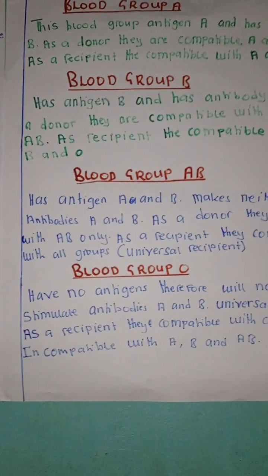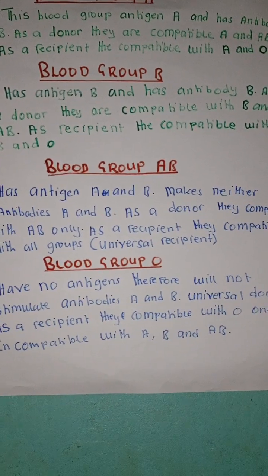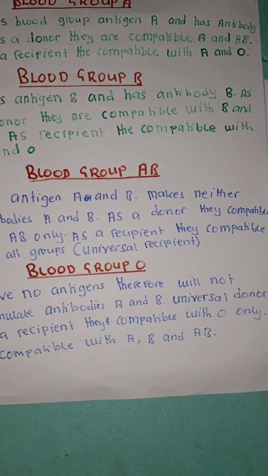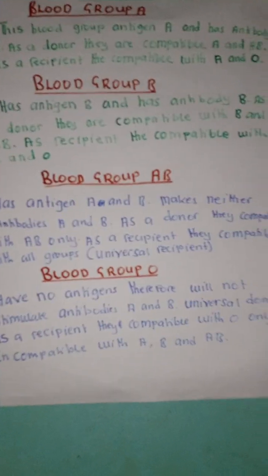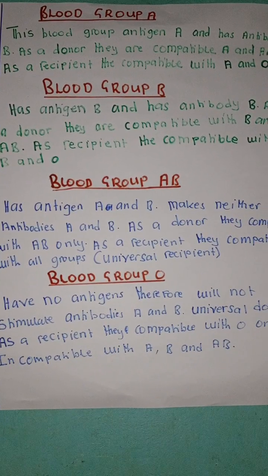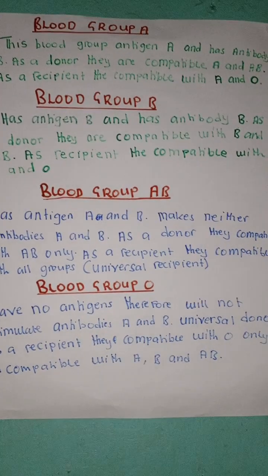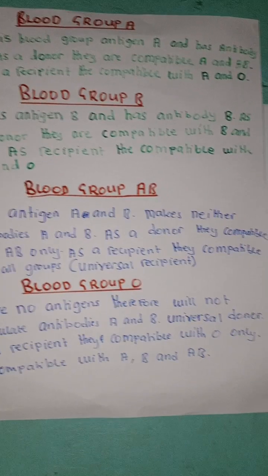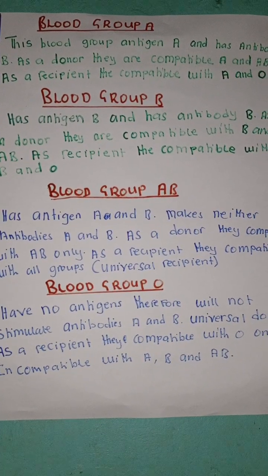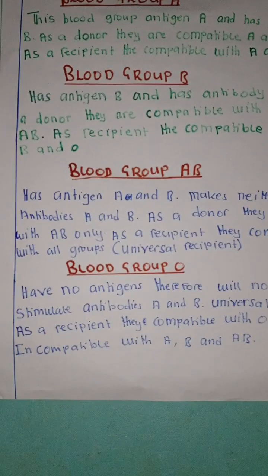Then blood group B has antigen B and antibody A. As a donor, they are compatible with B and AB. As a recipient, they are compatible with B and O.